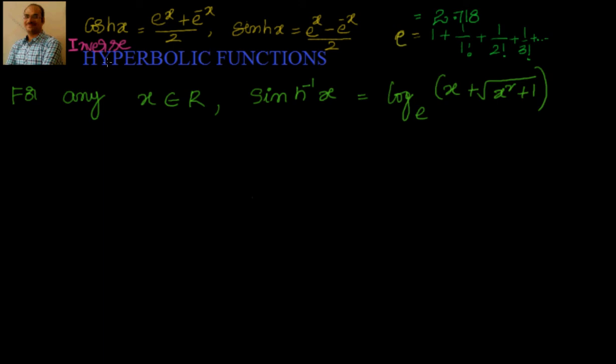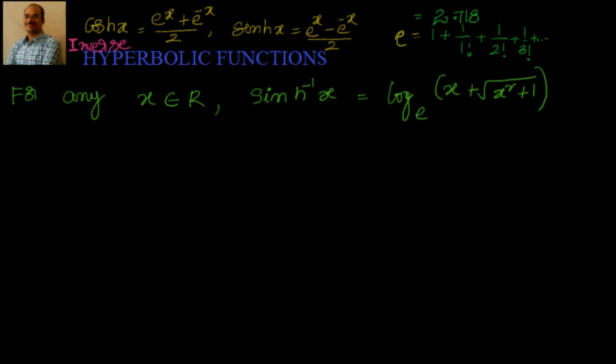In this session, we will go through inverse hyperbolic functions and how to represent them in terms of logarithmic functions. So the theorem is: for any x belongs to R, sinh inverse x equals log e. We have to prove that sinh inverse x equals logarithm of x plus root x square plus 1 to the base e. We can solve this in two ways. We will solve in both the ways.